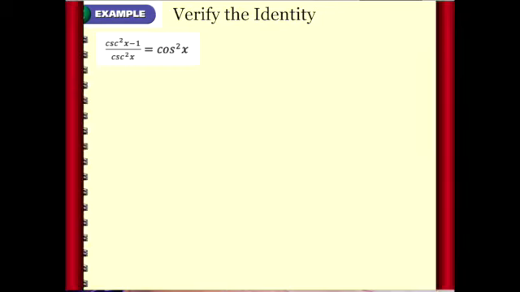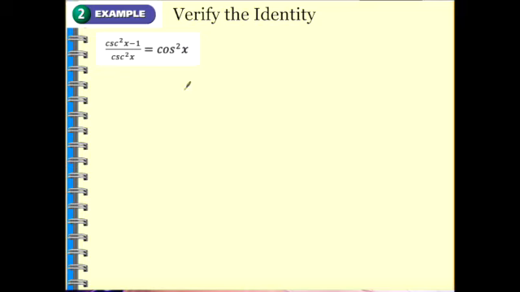All right, let's try another. Here we go. So I've got cosecant squared of x minus 1 divided by cosecant squared, and this is going to equal cosine squared, and we have to prove it. Well, up here in the numerator, it does seem like I might have something that's set up nicely for a Pythagorean identity. So maybe instead of trying to change everything into sines and cosines at the beginning of this one, I'm going to try and use a Pythagorean identity for my substitution. So I think that's what I'm going to do.